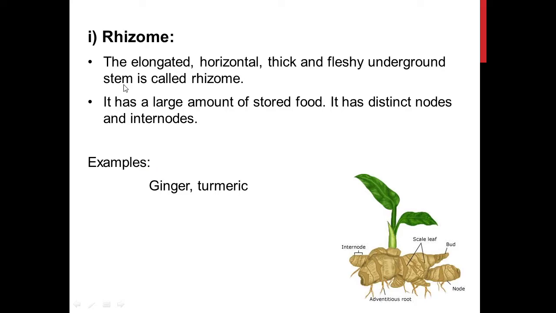So what is rhizome? Rhizome is an elongated, horizontal, thick, and fleshy underground stem, and it has large amount of stored food, and it has nodes and internodes, and you can easily observe these nodes and internodes on ginger and turmeric.